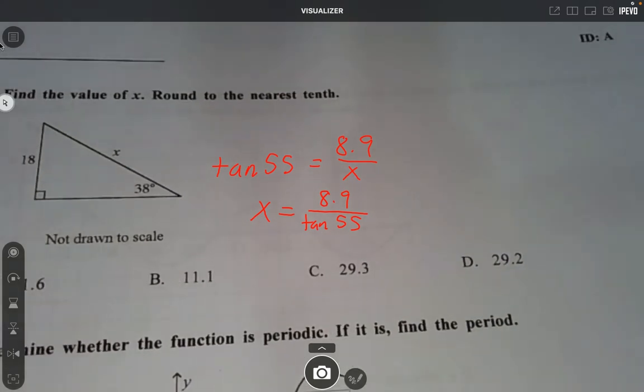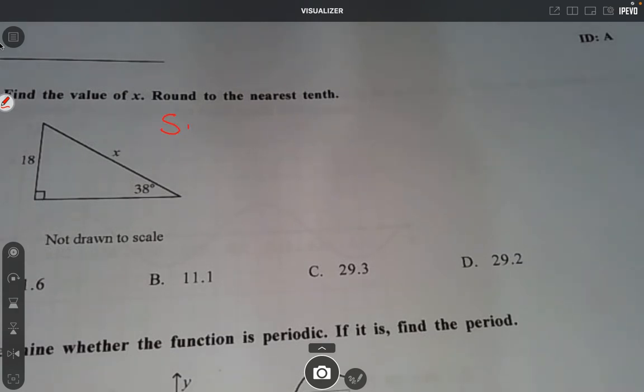This one is another one of SOHCAHTOA. See, there's a lot of these. Okay? This one, it's opposite and hypotenuse. So what is that? Sine. So we would say the sine of that angle equals opposite over hypotenuse. And what do you do with the variable on the bottom again? Switching. 18 divided by the sine of 38.